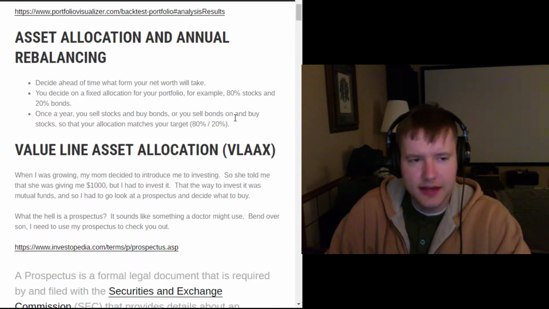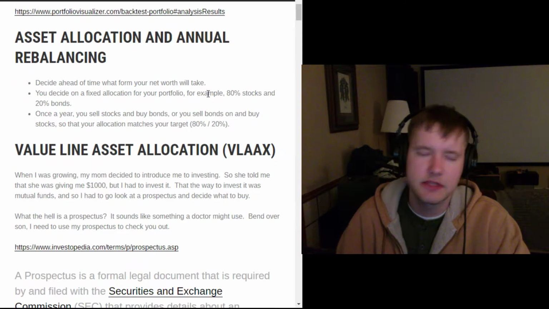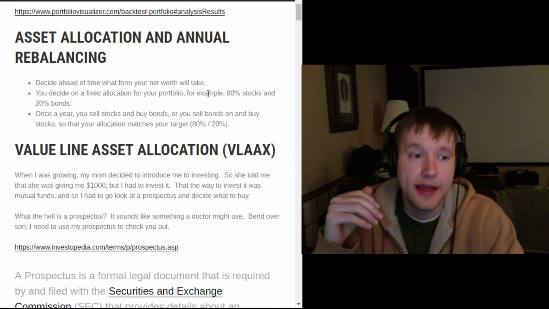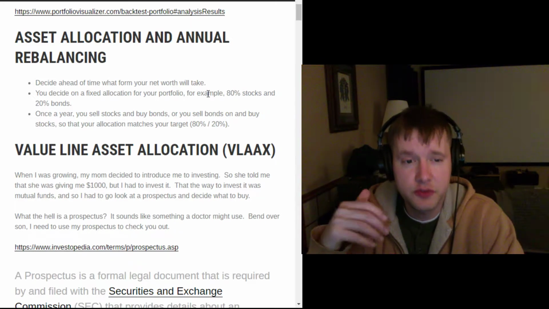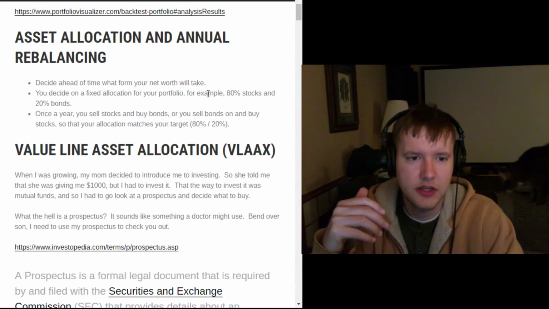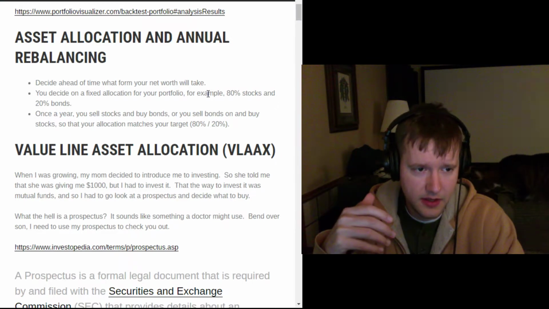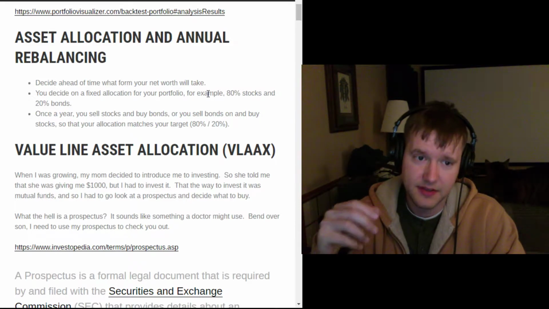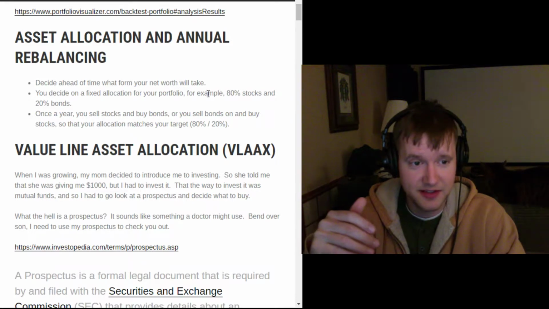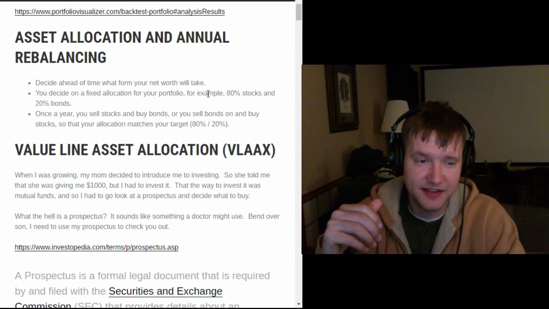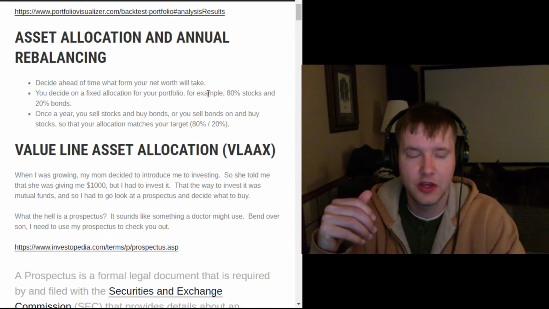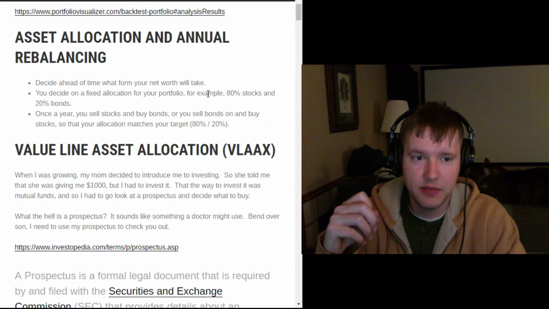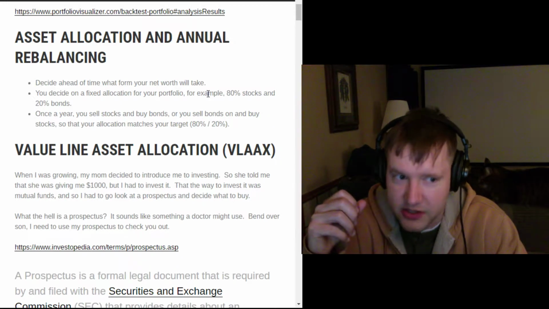And asset allocation, beyond its actual meaning, has a special meaning for me because it was part of the name of the first mutual fund I ever owned. When I was growing up, my mom decided to introduce me to investing, and she introduced me to the concept of mutual funds and gave me $1,000, but, well, she didn't literally give me $1,000. She, on paper, gave me $1,000 and then said, you're going to invest this money, and it's up to you to decide what investment you want to pick. And you need to pick it from this prospectus.